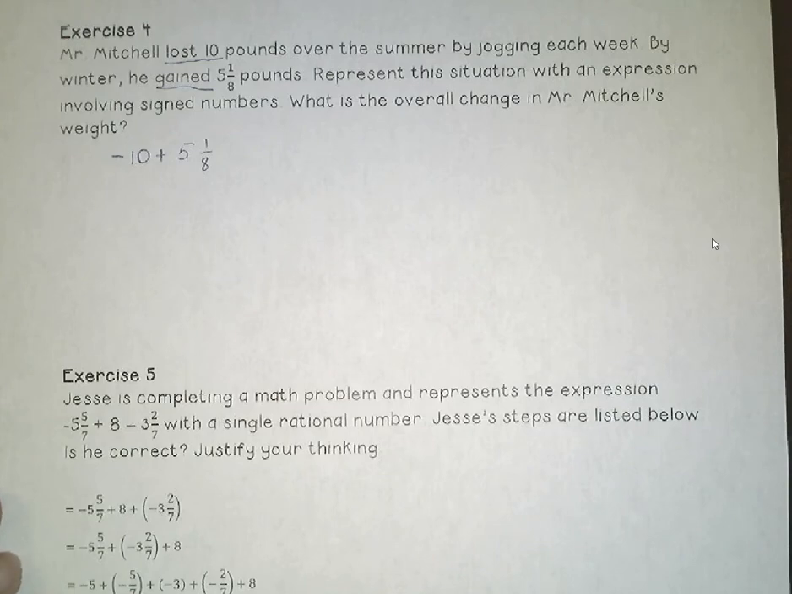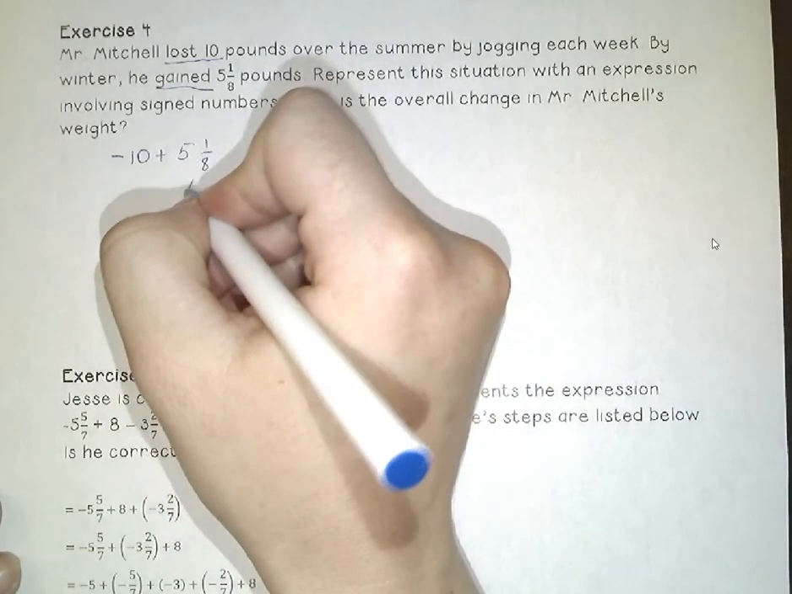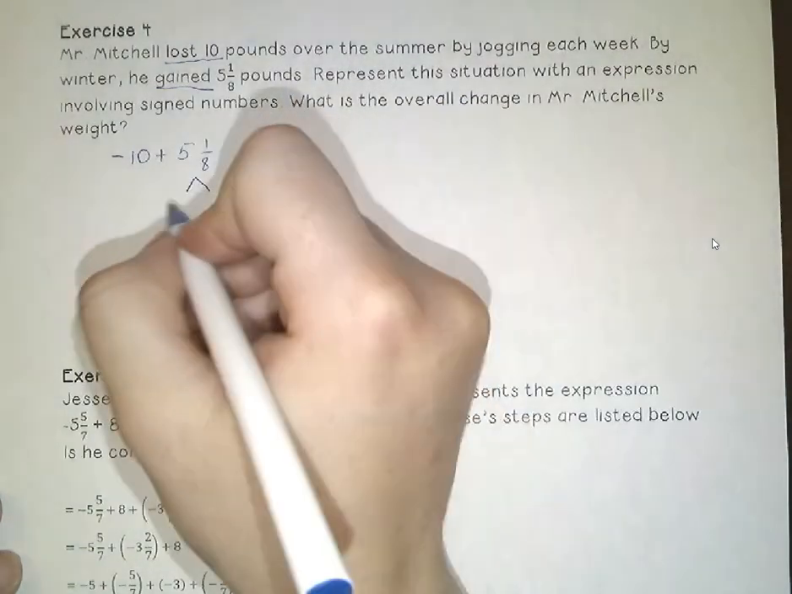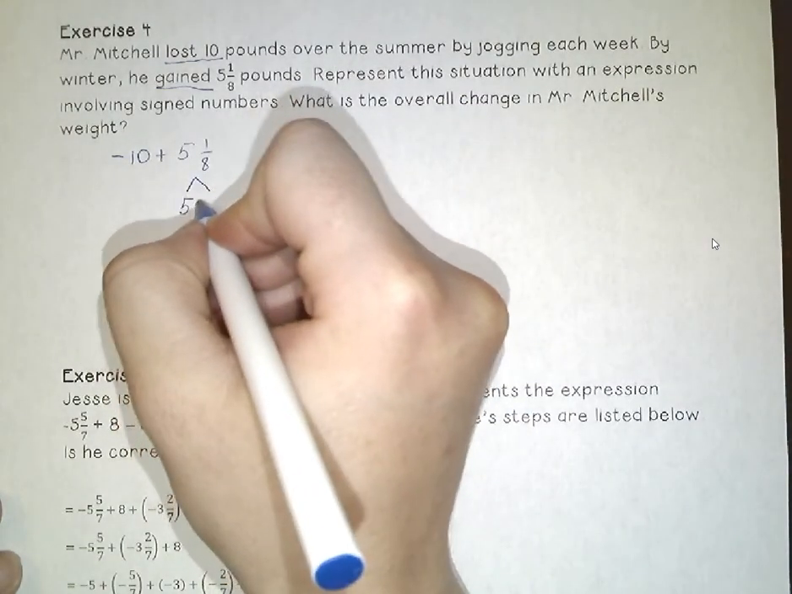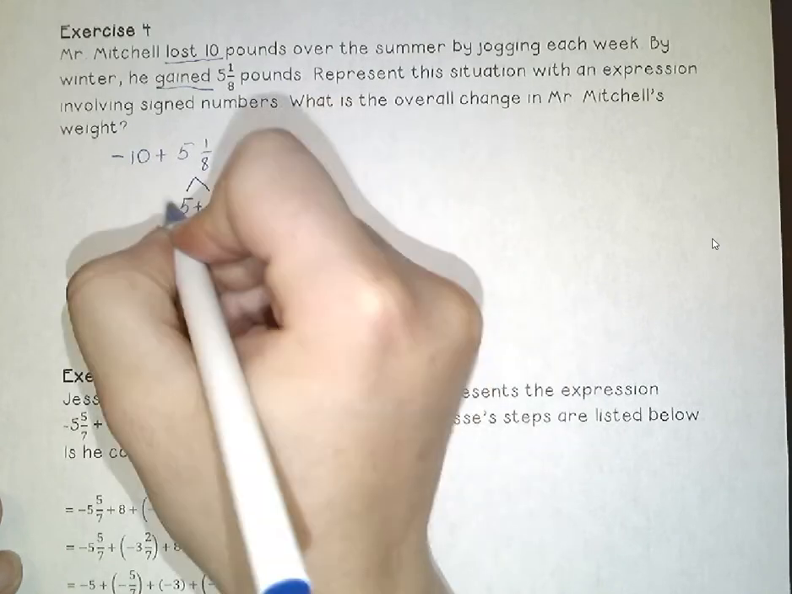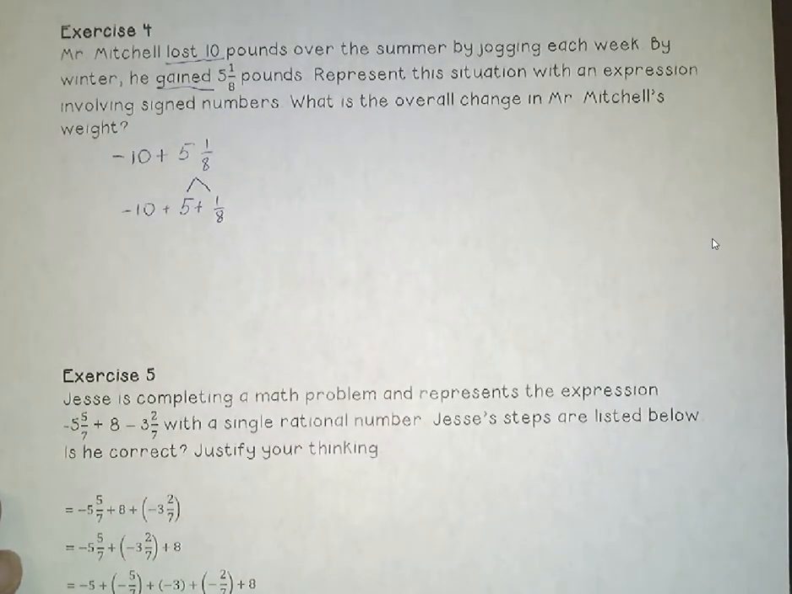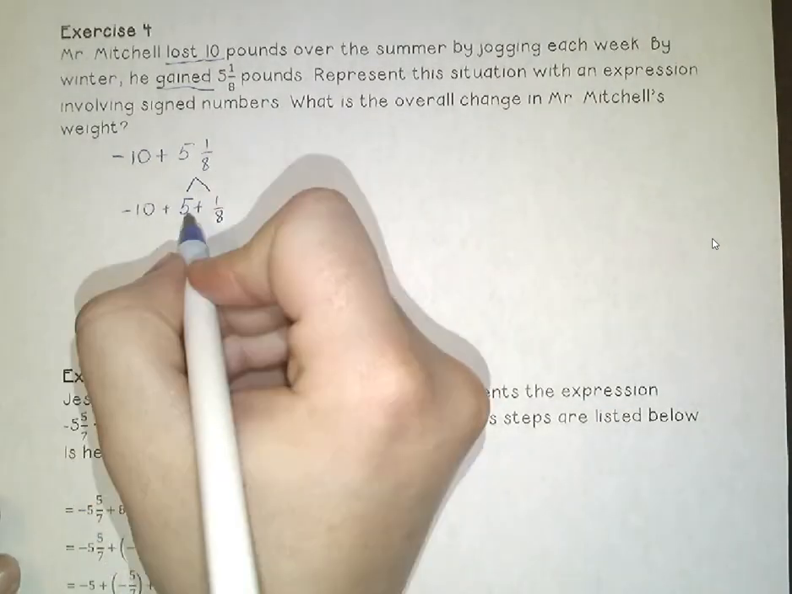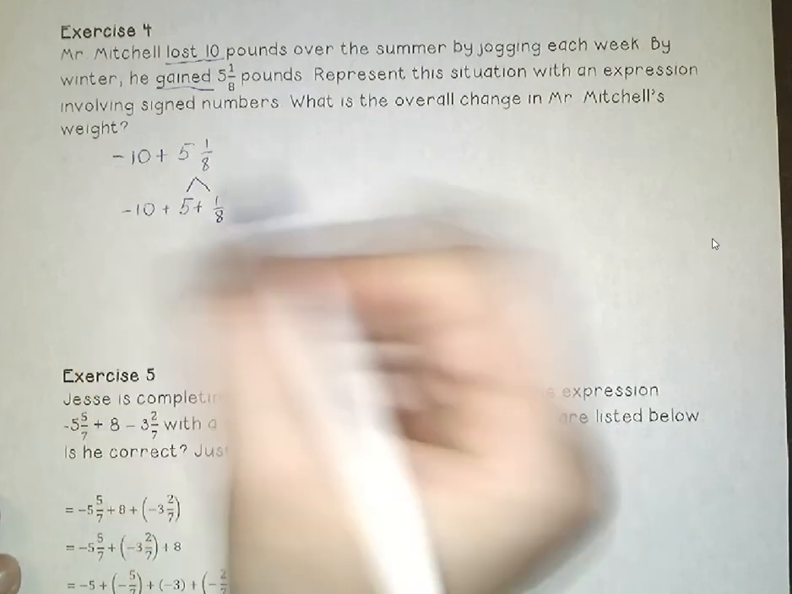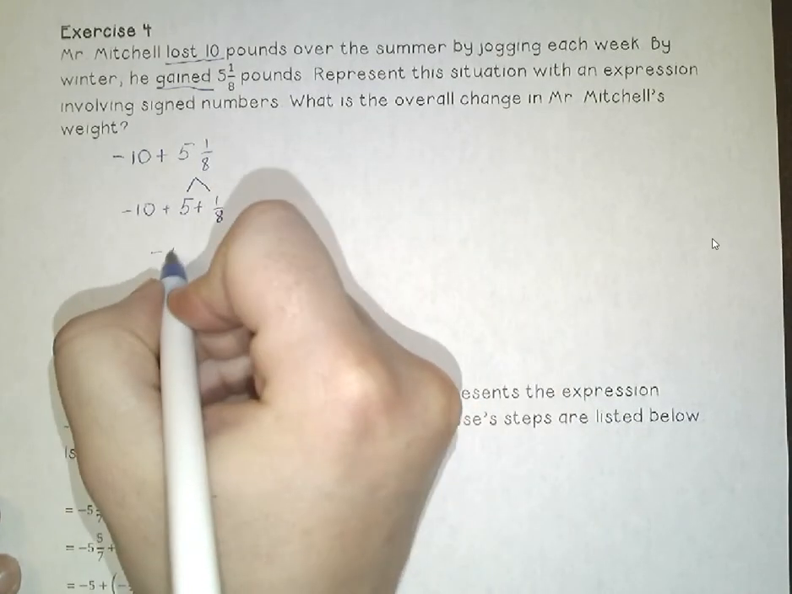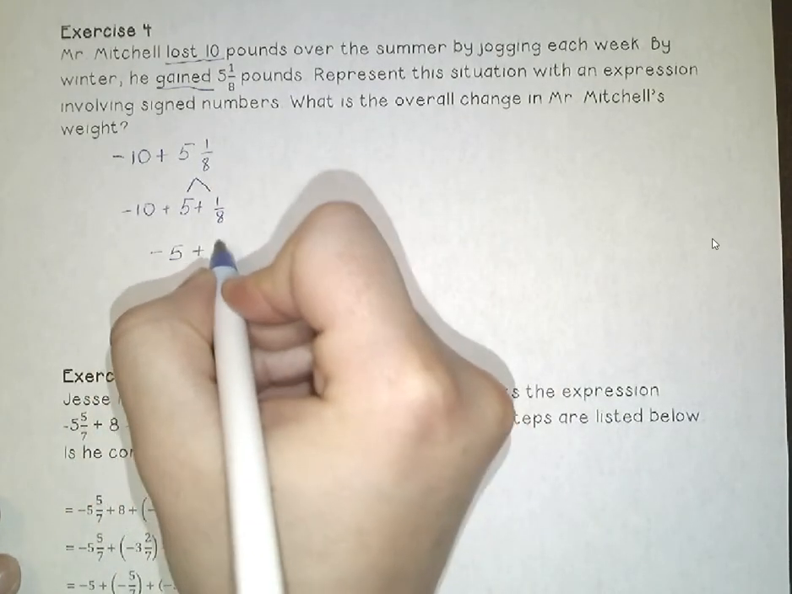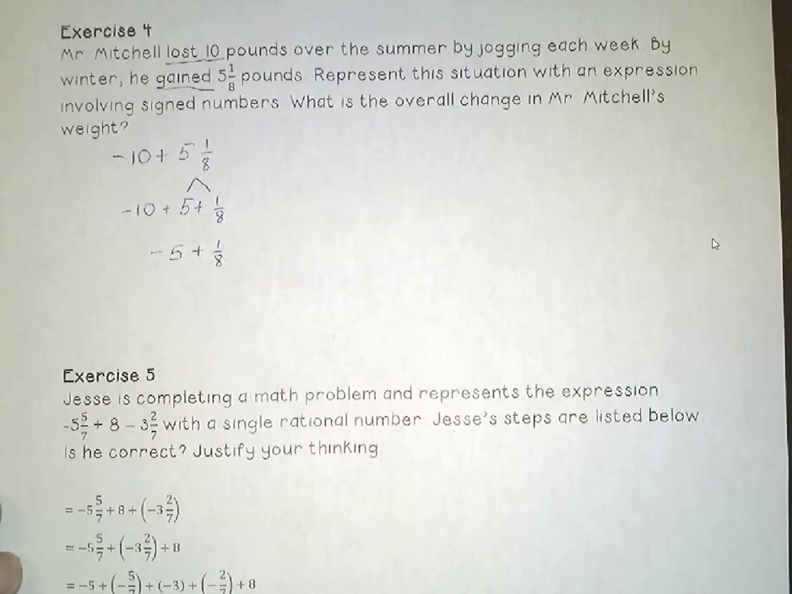I'm going to decompose 5 and 1/8 to make it easier for myself into 5 plus 1/8, and that will be plus negative 10 as before. Okay, now I can work with negative 10 and 5. Negative 10 plus 5 is negative 5. Negative 5 plus 1/8 left.